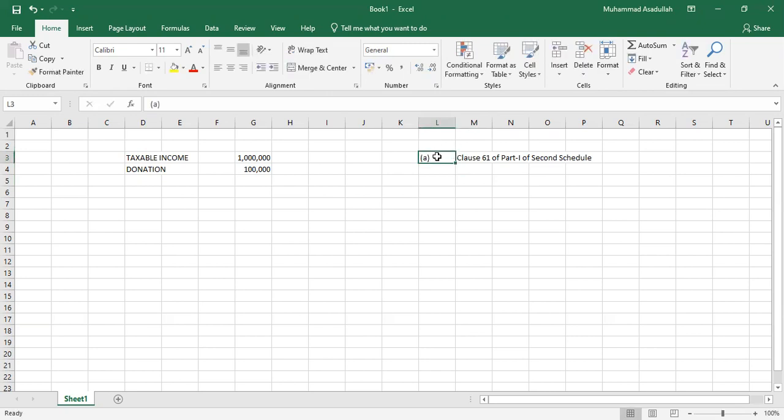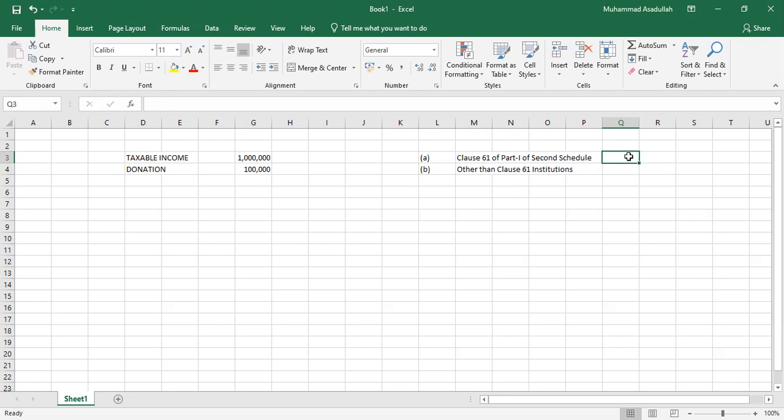Now what will be case B, if you donate to an organization whose name is not available in clause 61? So we may write here: other than clause 61 institutions.